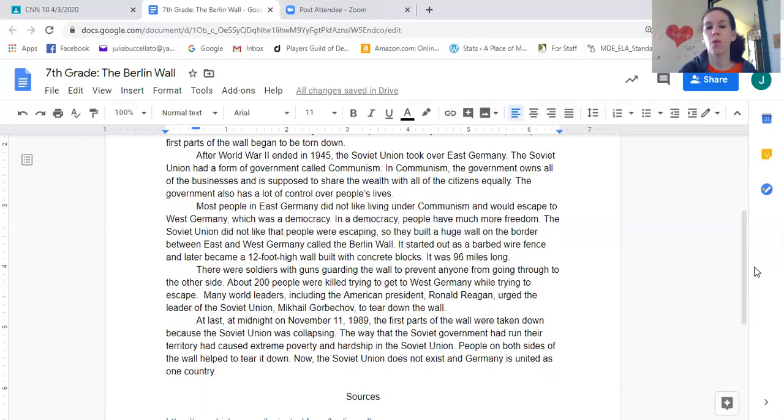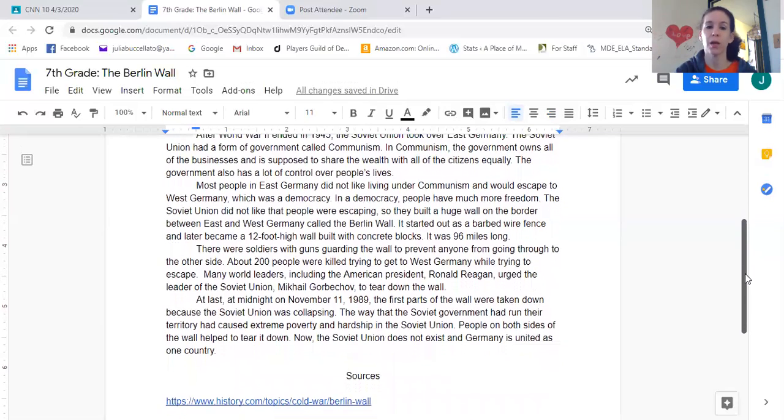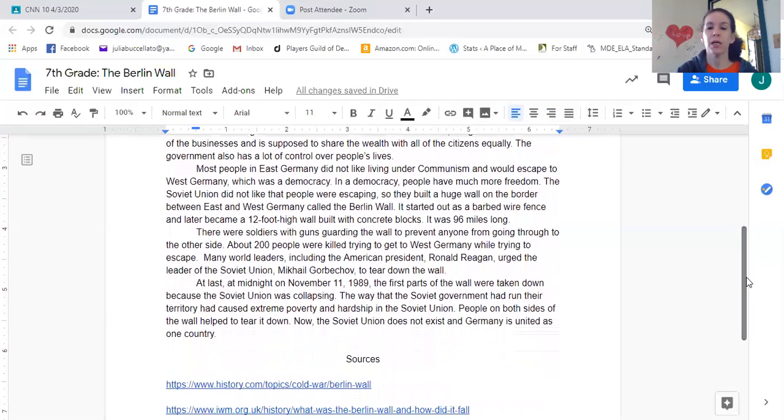But also why. Most people in East Germany did not like living under communism and would escape to West Germany, which was a democracy. In a democracy, people have much more freedom. The Soviet Union did not like that people were escaping, so they built a huge wall on the border between East and West Germany called the Berlin Wall. It started out as a barbed wire fence and later became a 12-foot high wall built with concrete blocks. It was 96 miles long. So I'm describing to you what that was about.